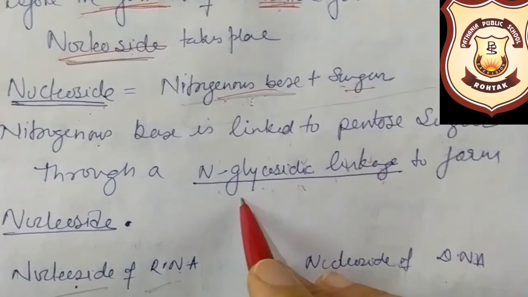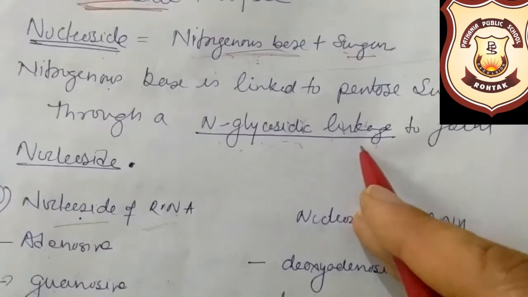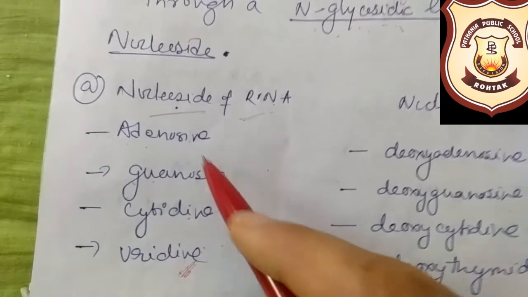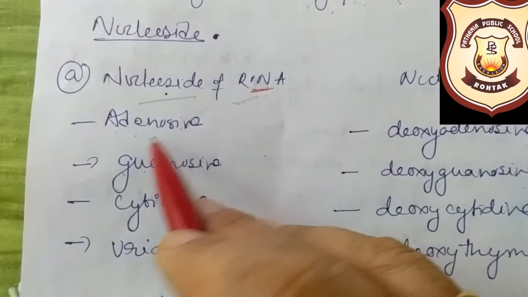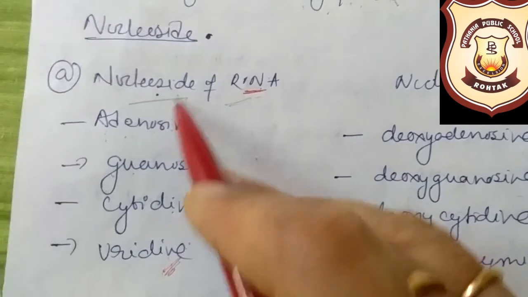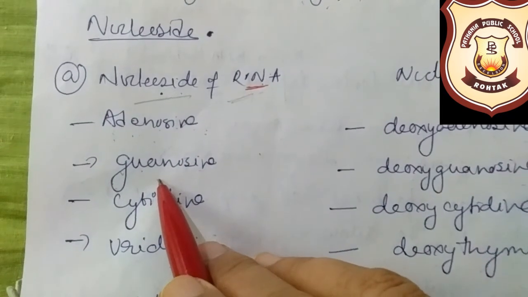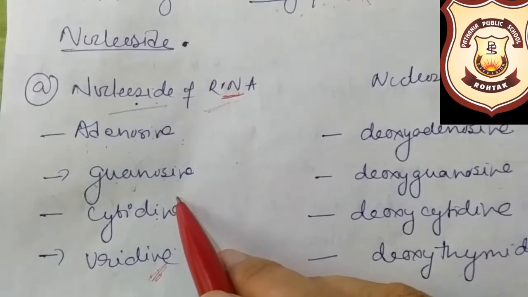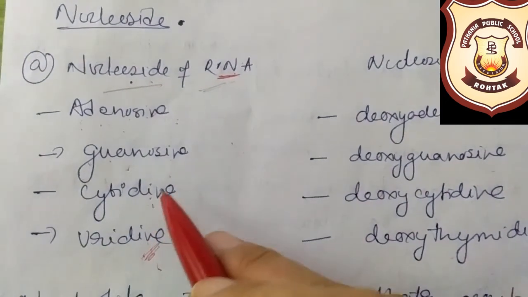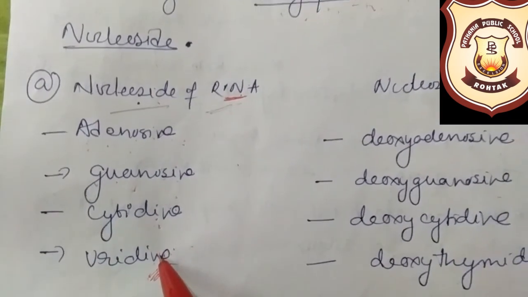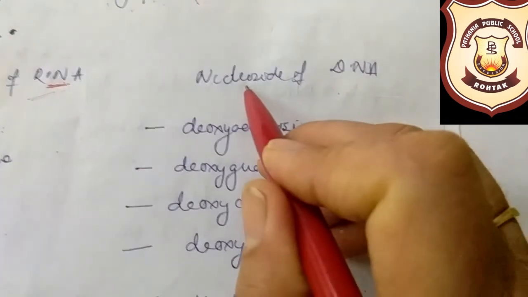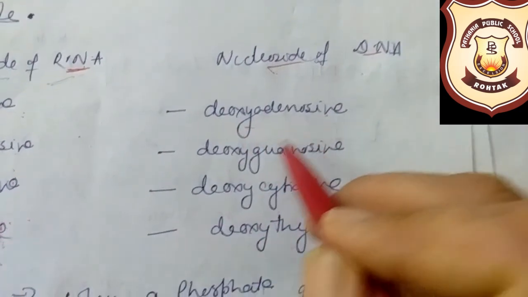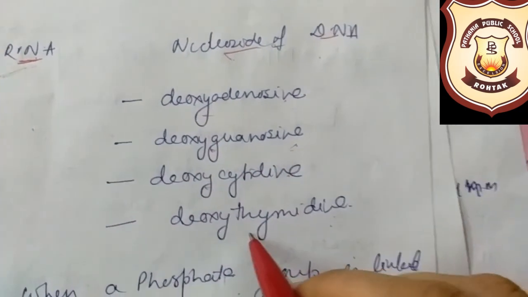First see the names of the nucleosides. In RNA, if adenine is the nitrogenous base, then adenine joins with sugar to form the nucleoside adenosine. Guanine binds with sugar to form the nucleoside guanosine, then cytidine and uridine. These two are pyrimidines, so their nucleosides are cytidine and uridine. Similarly, the nucleosides of the DNA are deoxyadenosine, deoxyguanosine, deoxycytidine and deoxythymidine, according to the sugar. When the sugar and nitrogenous base join, they form the nucleosides.